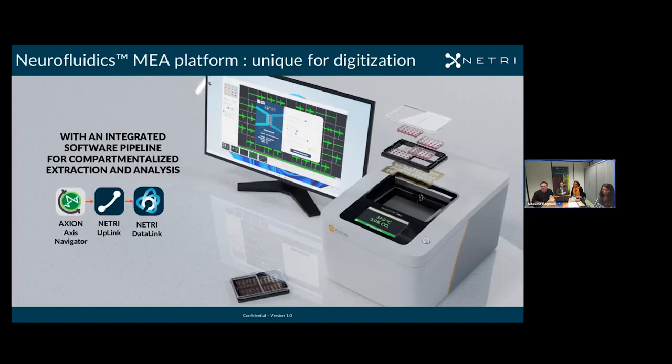We have an integrated platform with our partner. Our MEA sheets are manufactured specifically for us by our partner, Axion BioSystems, and we use Maestro, the world-leading electrophysiology recording device, with which we have paired specialized software to extract compartmentalized information and then process it through our internal database, which we call Data Link. So we've put together a hardware and a software platform.